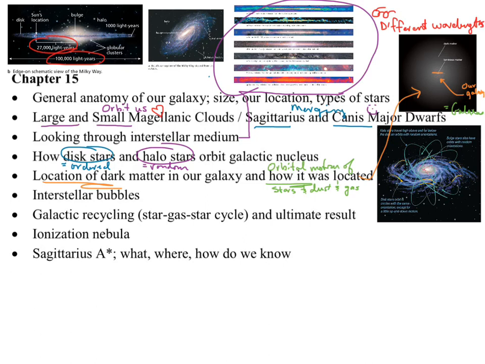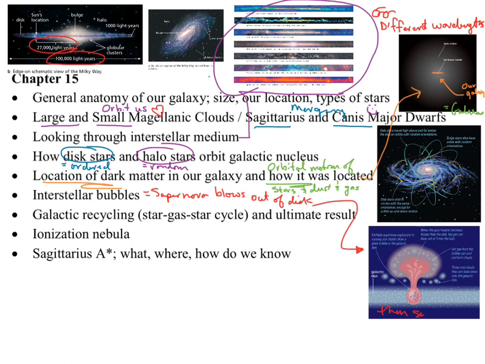The next one, interstellar bubbles. The way you look at this little image right here, it looks like a pimple. But this white-looking thing, that's the disk of our galaxy. This is the disk of our galaxy. And interstellar bubbles are one of the things we said, that massive stars go supernova, okay? The material blows outside the disk, and then it falls back in. That's it.